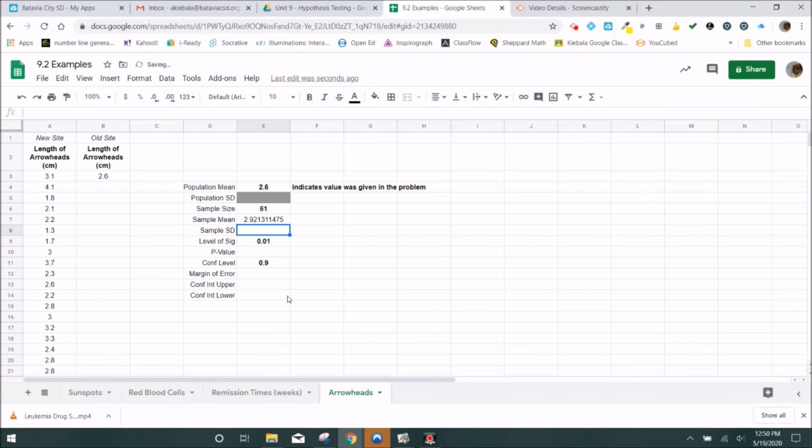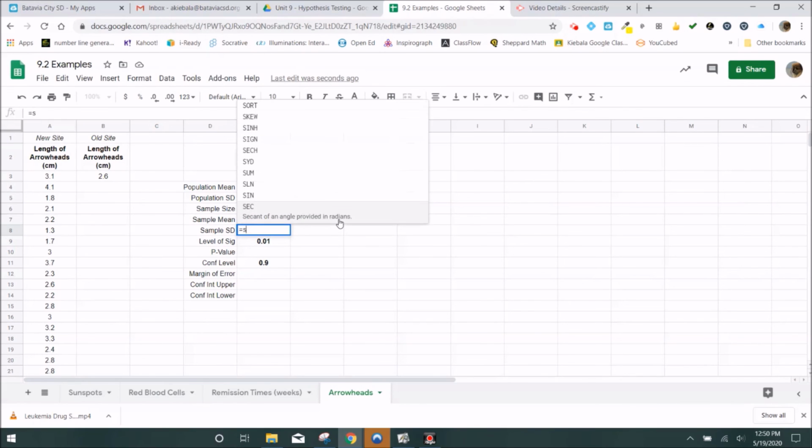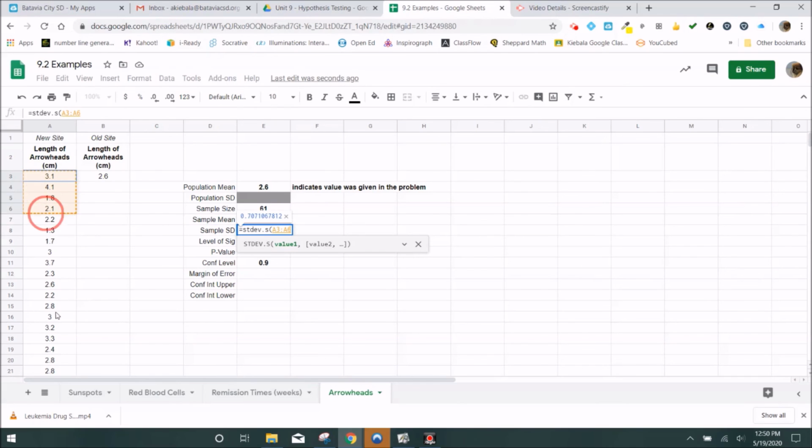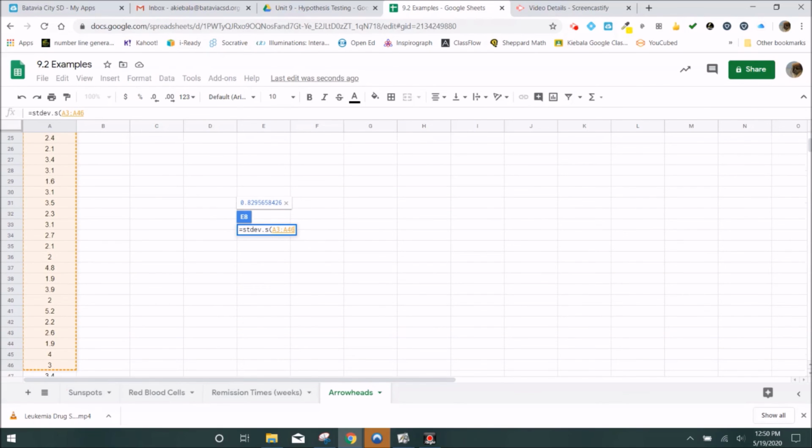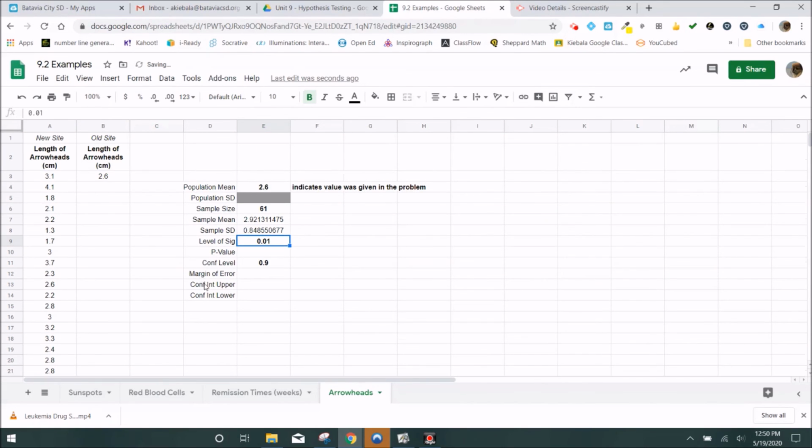All right, so there's the sample mean. Notice that the sample standard deviation I shaded out is not given to us, so we're going to calculate the sample standard deviation, STDEV.S. I guess I lied, I'm going to highlight. Wasn't too bad. Sample standard deviation, level of significance 0.01.